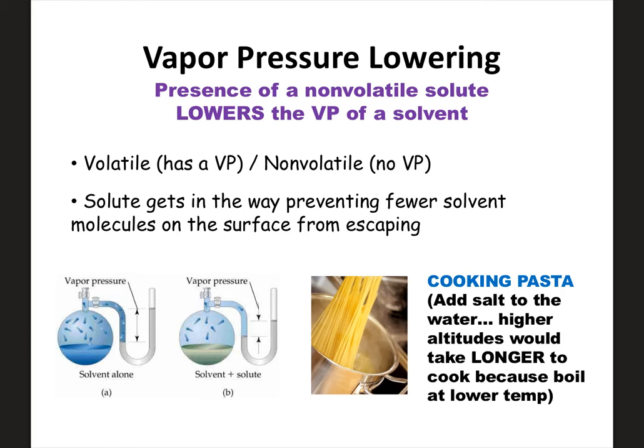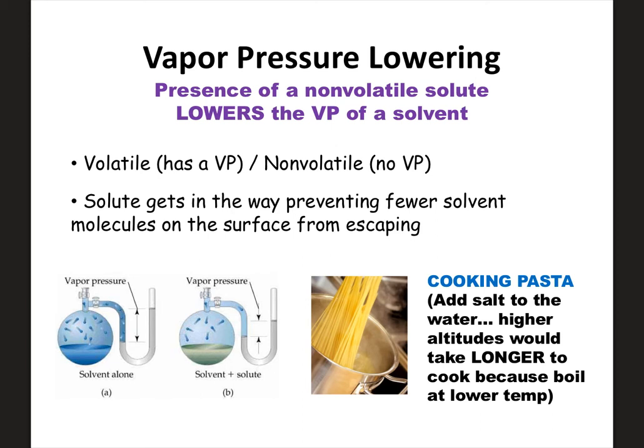And the vapor pressure is always lowered here. So anytime you're adding what we call a non-volatile solute, we're always going to lower the vapor pressure of the solvent. So basically, when you form a solution, the vapor pressure of the solvent is always going to go down.